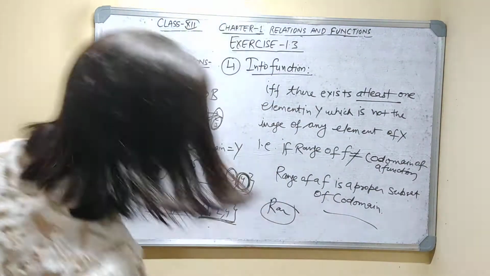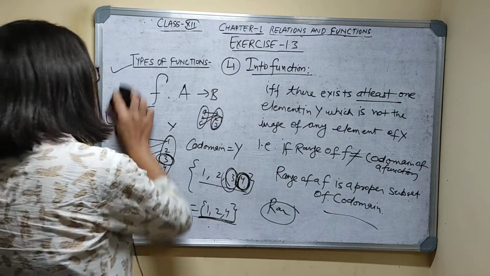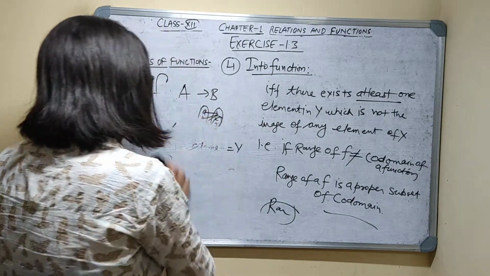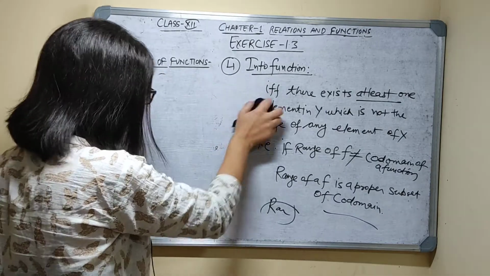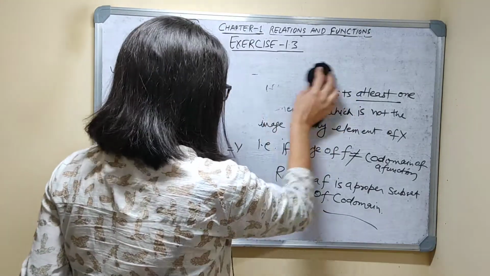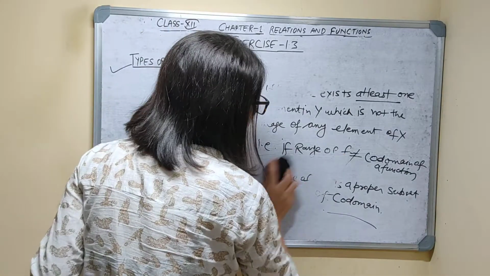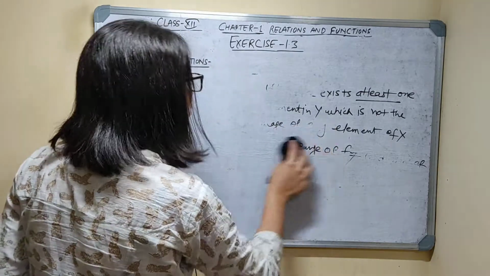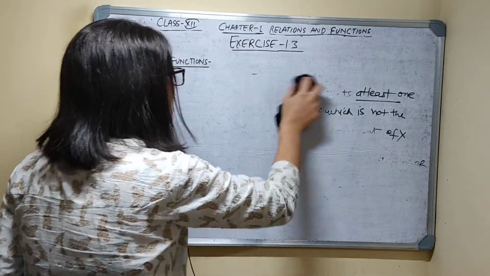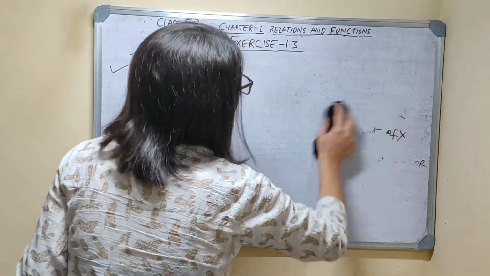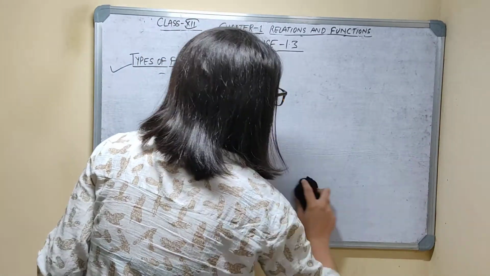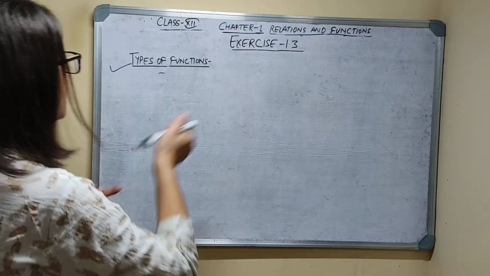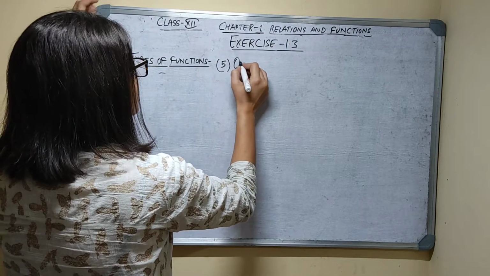Now one-one correspondence. 4 functions we learned. One-one function, that is called injective function also. Then many-one function. Then onto function, that is called surjective also. 4th was into function. Now 5th we are learning one-one correspondence, or you can say the function is bijective. What do you mean by bijective? If the function is one-one also and onto also, then we will say that the function is bijective.